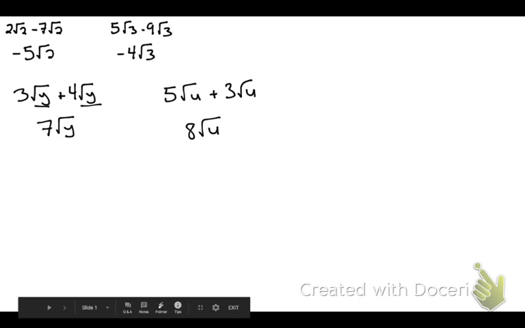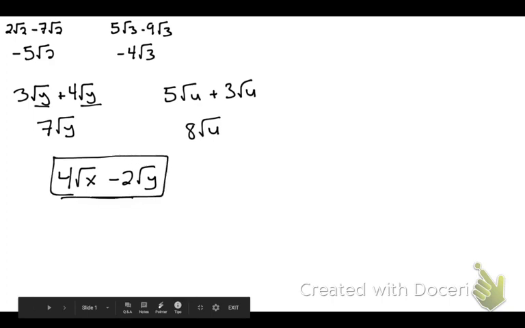Alright. Just as a reminder then, 4 square root of x minus 2 square root of y does not simplify. If this was a problem for simplify, this would be the final answer. Those cannot be combined.